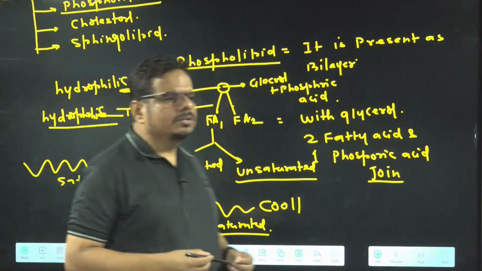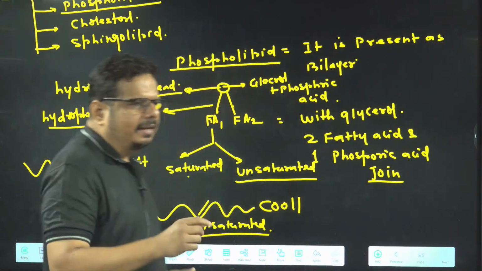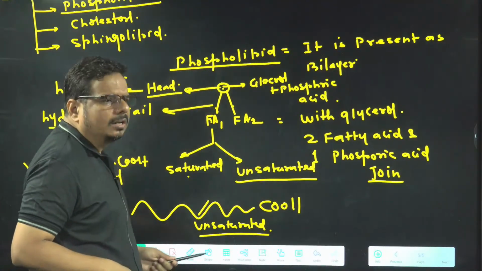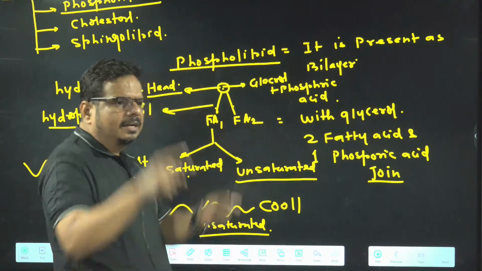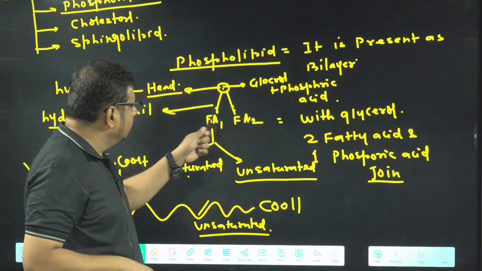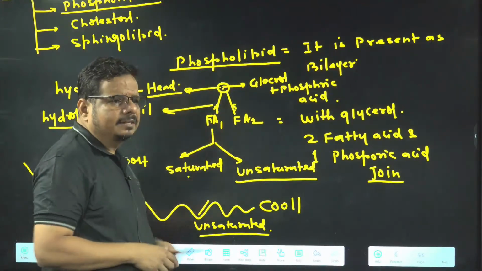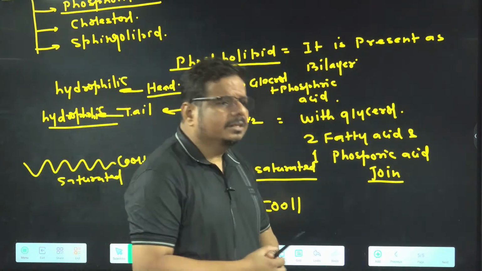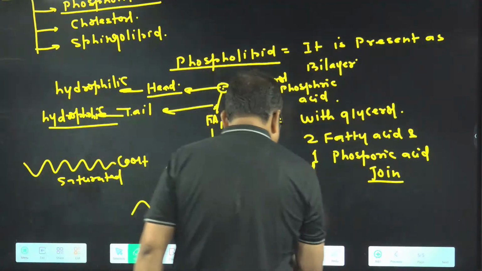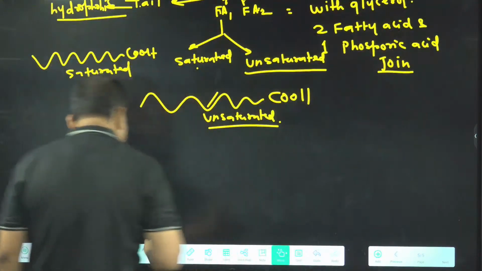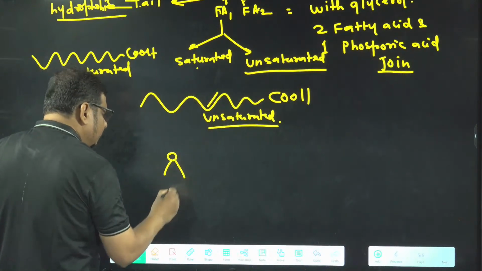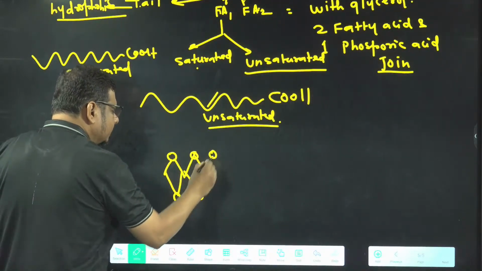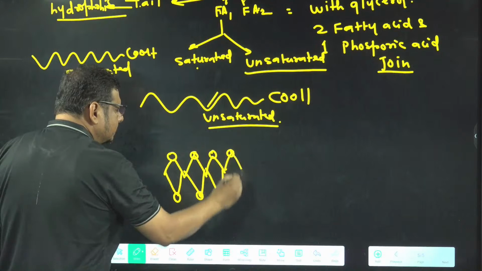So what I told you about the phospholipid: a phospholipid has basically a head and a tail. In the head, glycerol is there, and along with that phosphoric acid is attached. And this is a cartoon model, where you find the chain of the fatty acid. The head is hydrophilic and the tail is hydrophobic. And that is the reason the phospholipids are present in the bilayer like this. So these phospholipids are present in the bilayer.